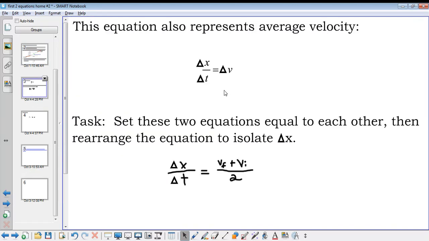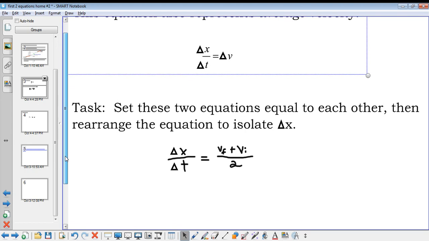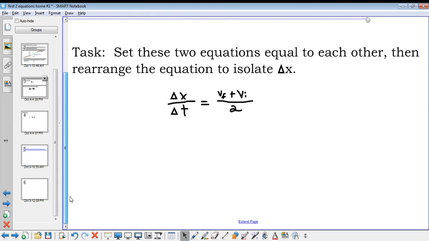There's another way that we've calculated average velocity, and that's with this equation up here where you have the change in displacement over the change of time equals the velocity. Well, if we set these two equations equal to each other, change in displacement over change in time equals the average velocity, and then do some algebra, we'll come up with the second equation of motion.